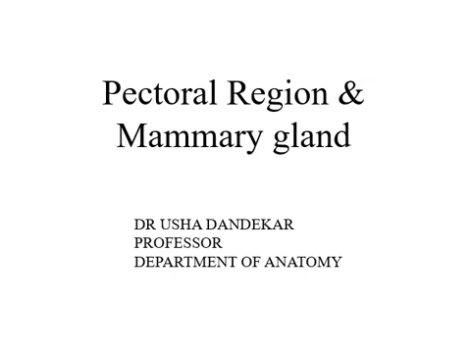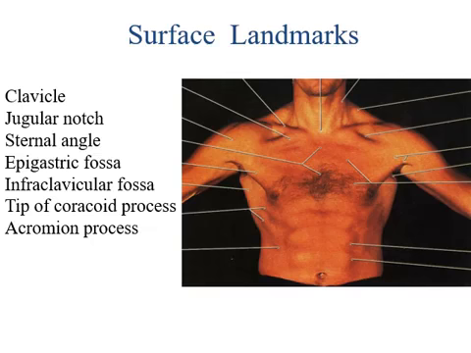Today, we are going to start with the upper limb, and the topic for today's session is pectoral region and mammary gland. Now, the pectoral region lies on the front of the chest. In this picture, this is the pectoral region which lies on the front of the chest. It is that part of the body which connects the upper limb to the chest. So it is a connecting part between the upper limb and the chest.